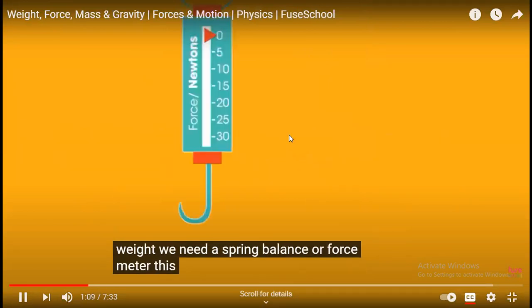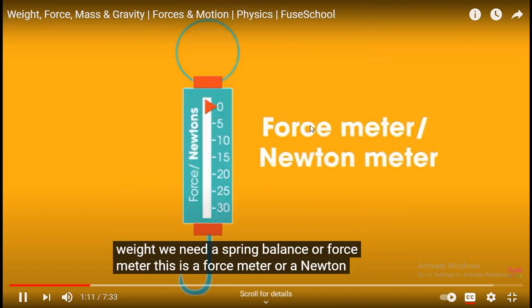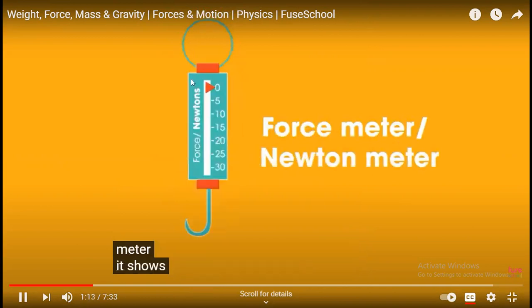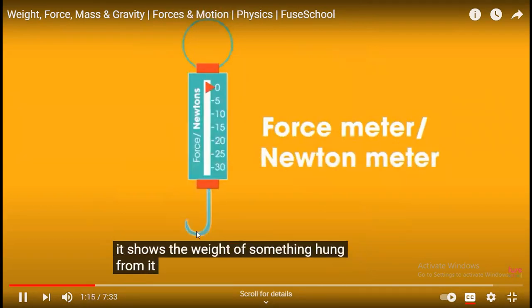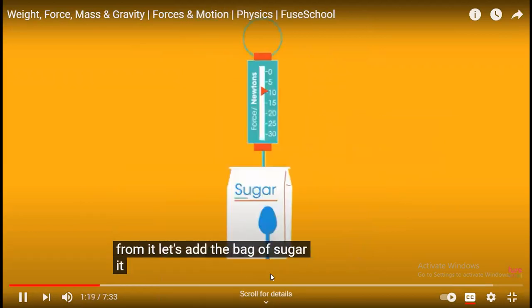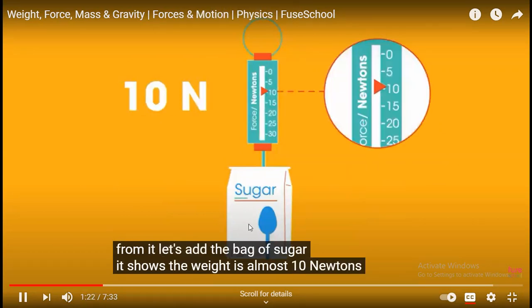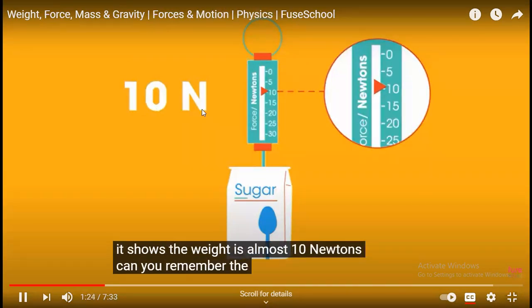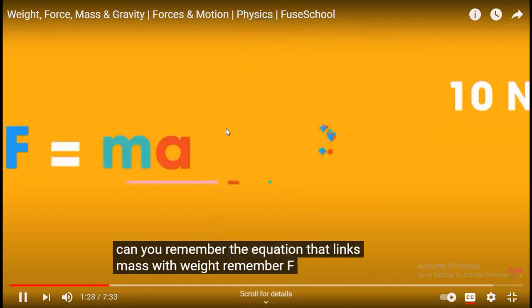But if you want to measure weight, you use a spring balance. This is a spring balance. So you hang the mass here, and this bag of sugar of 1 kilogram, it will be 10 newtons, meaning that the spring balance gives the weight in newtons.